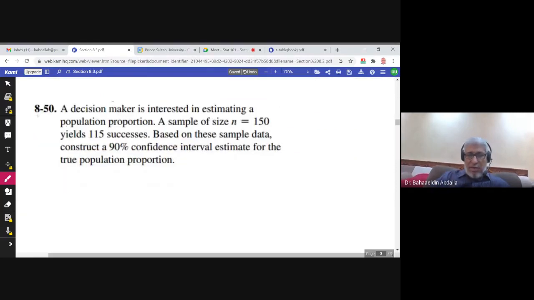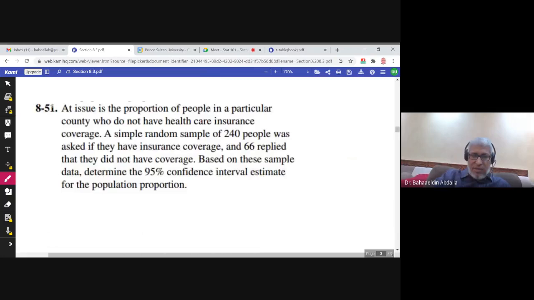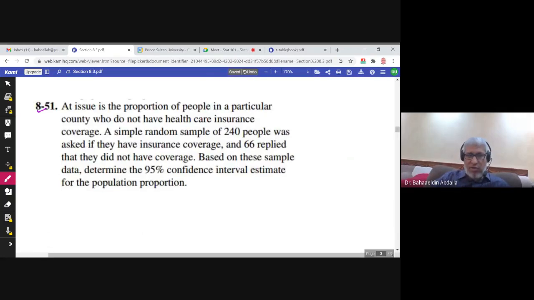You can try this one. It is similar, very similar. Also this one, only the confidence level is different. Okay.